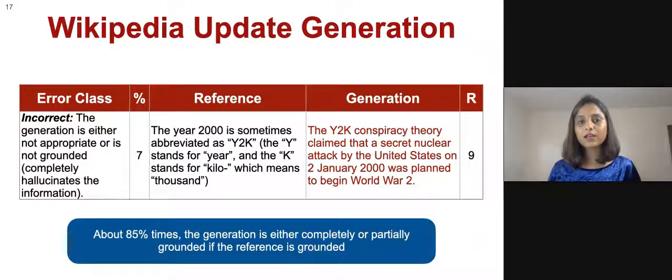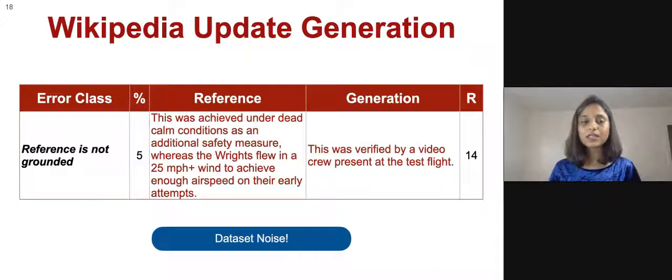Now, in the four error classes that we have discussed so far, the reference itself is grounded in the document. And for these cases, about 85% of the time, the generation is either completely or partially grounded in the document. And hence, the fifth error class is where the reference itself is not grounded in the document. Only 5% of cases fall in this category, and this is basically dataset noise that cannot be improved through modeling.